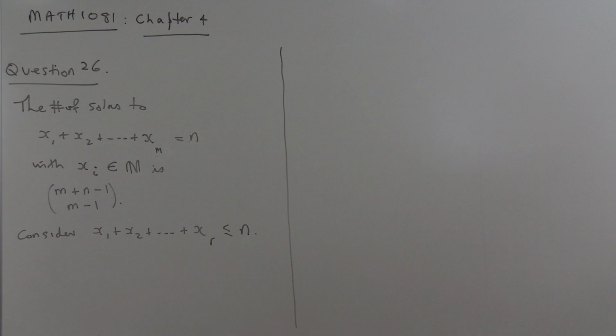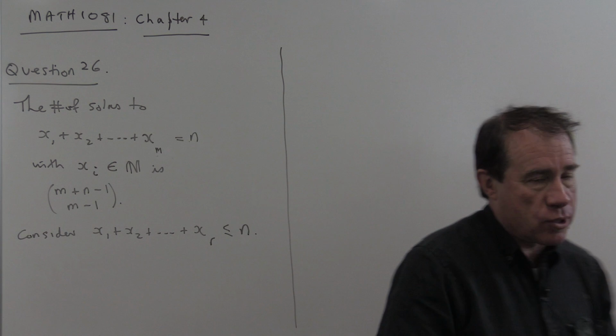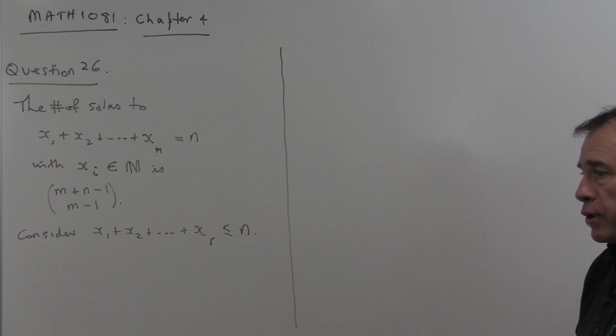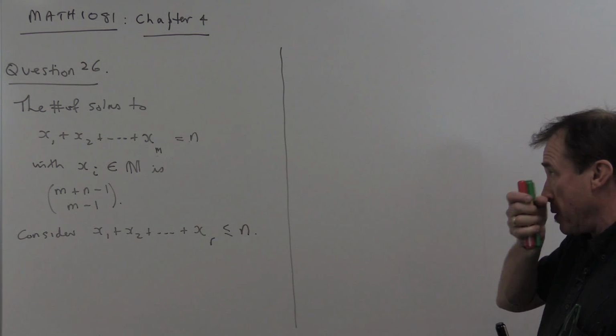So this is Discrete Maths, MATH1081, and we're having a look at a selection of problems from Chapter 4, which is a chapter on combinatorial mathematics. For this particular example, I've chosen quite a hard one. This is question 26. It's marked with a star, so it's a slightly more difficult problem if you haven't seen the ideas of it before.